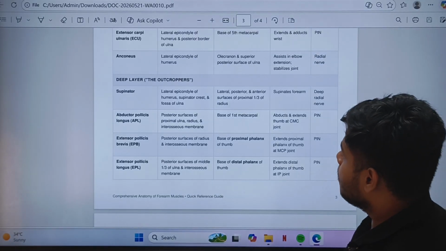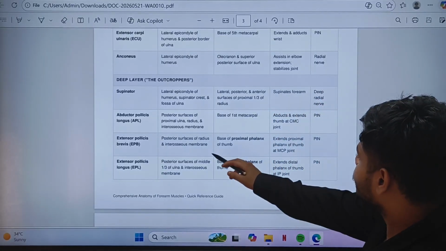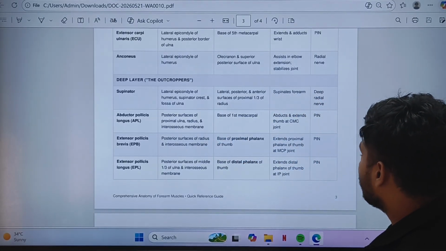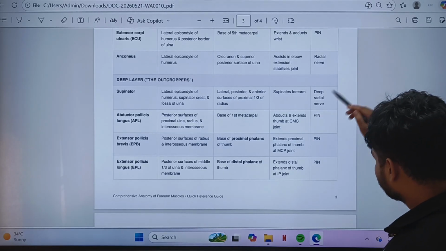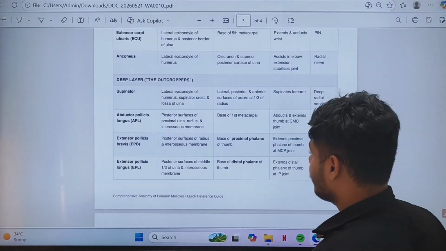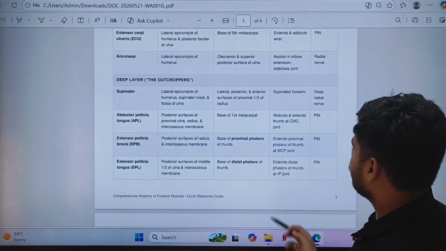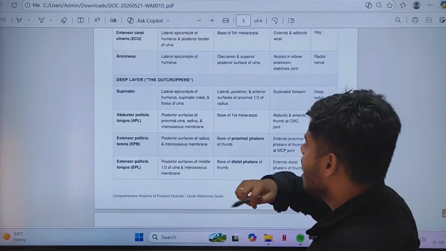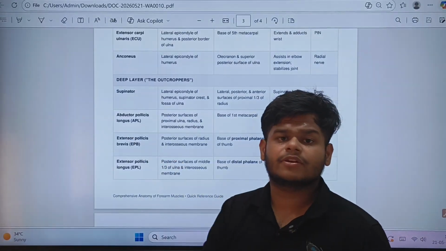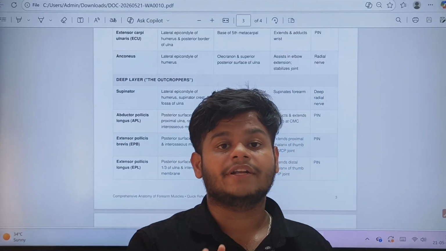Now comes abductor pollicis longus, which originates from the posterior surface of the proximal ulna and inserts on the base of the first metacarpal, and it's supplied by PIN. All these are supplied by the posterior interosseous nerve. Extensor pollicis brevis also originates from the posterior surface of the radius and inserts on the base of the proximal phalanx, that is of the thumb. Wherever pollicis comes, it is related to the thumb. Wherever digitorum comes, it is related to the digits.